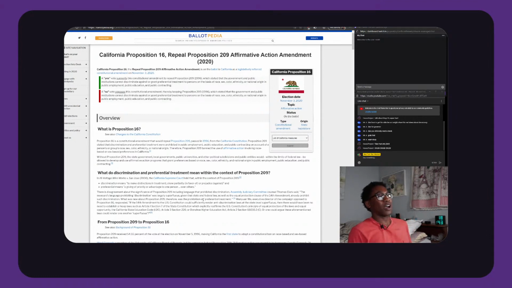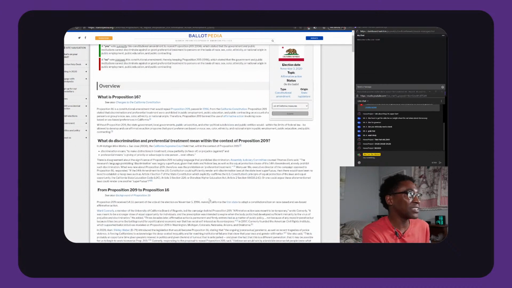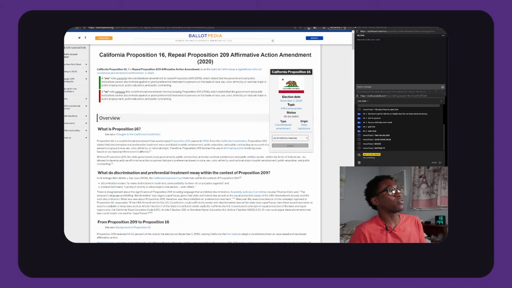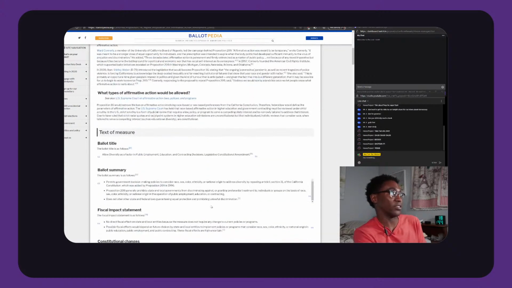So, Proposition 209 is super controversial, super topical. It was passed in 1996, so I have literally nothing to do with it. And the idea was... oh my god. So there's multiple different aspects here. Proposition 16 was passed in 2009. It repeals Proposition 209, which came from way earlier.